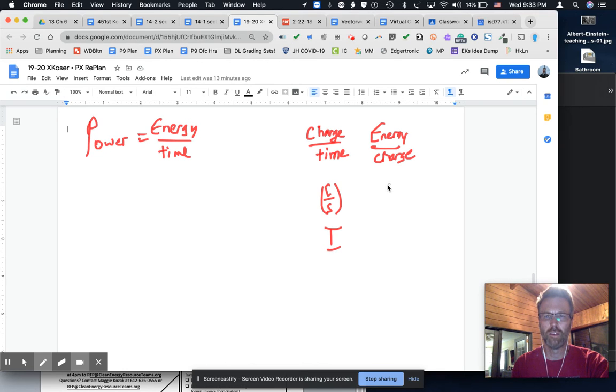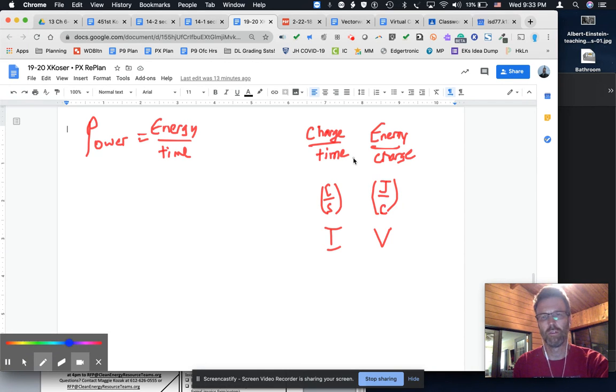Energy over charge. Well, let's see. That's joules per coulomb. Those are capital C's, by the way. And energy per charge, of course, that's what we know now as voltage. So the interesting thing is what happens when you get them together.